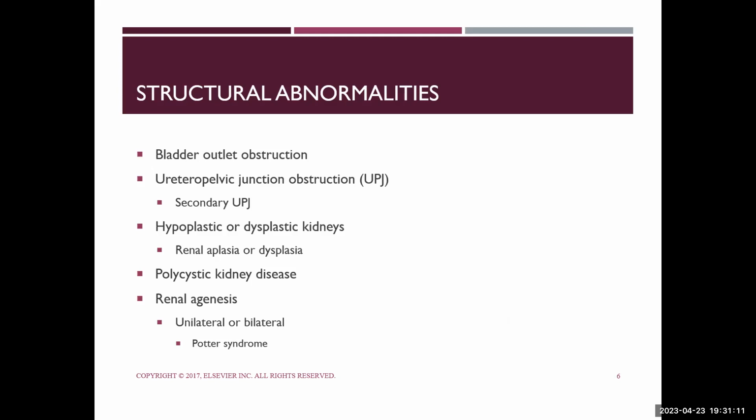Hypoplastic or dysplastic kidneys refer to problems during renal development. So hypoplastic kidneys, these essentially mean that the kidney just is too small. It's very small. You don't have very many nephrons. You simply did not have very good cell division during development. So the kidneys are smaller than normal, with reduced nephron number, and this can be unilateral or bilateral.